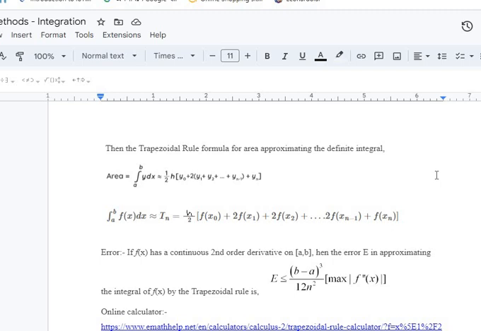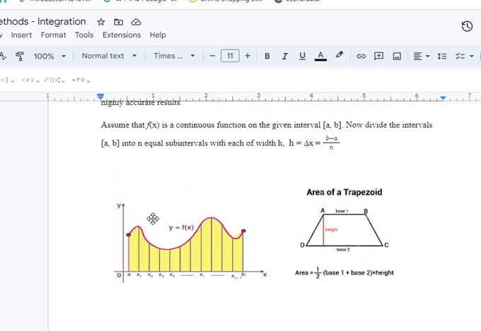Obviously, in the trapezoidal rule, there is a chance of error in the system. If you have a curve something like this, you have some part covered by the trapezoid, but there are some additional parts. Some portion will be added externally, which is not covered by the trapezoid, and in some cases some sections will be missing. So obviously there will be some error.